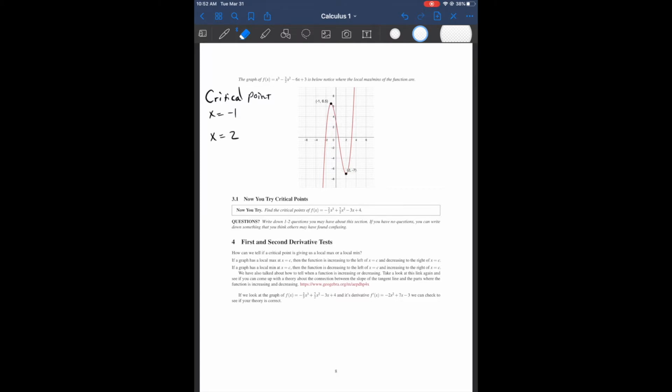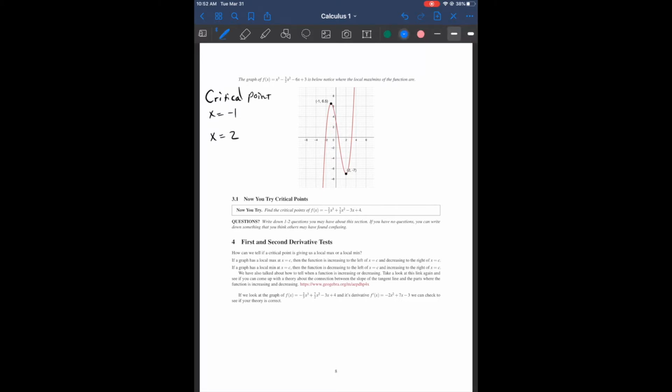What critical points don't tell us is whether this should be a local max or a local min, right? We can see what they are from the graph, but if we didn't have the graph, we wouldn't know whether x equals -1 or x equals 2 is a local min or a local max, or maybe they're both local mins, or both local max. We don't know, right? So we can use another observation to determine whether a critical point is a local max or a local min.